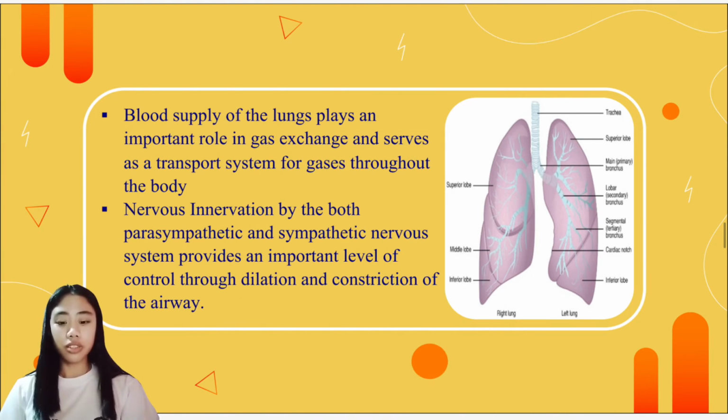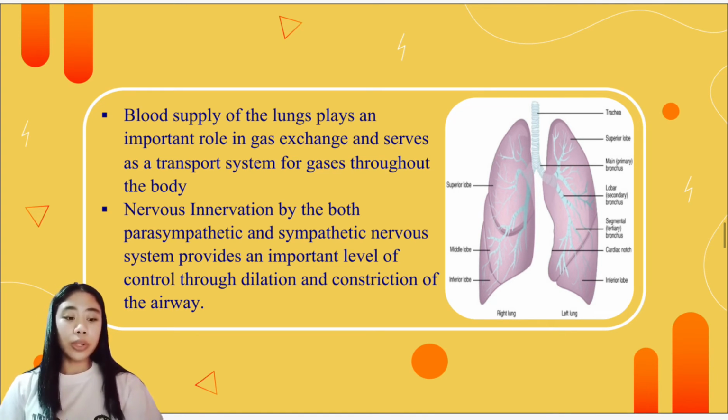So, the physiology of the lungs, number one, is the blood supply. The major function of the lungs is to perform gas exchange, which requires blood from the pulmonary circulation. This blood supply travels to the lungs where erythrocytes, also known as red blood cells or RBC, pick up oxygen to be transported to tissue throughout the body.